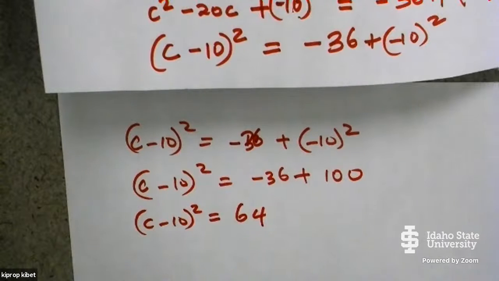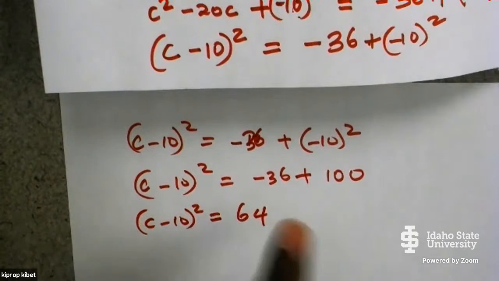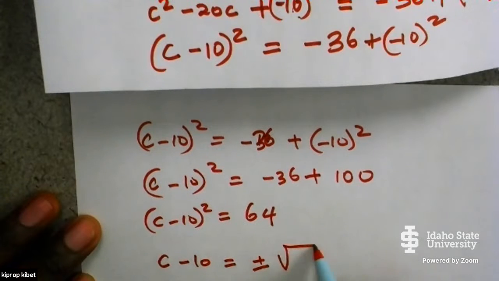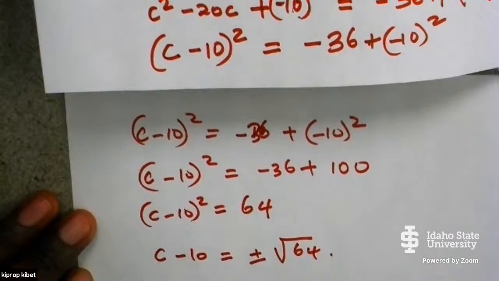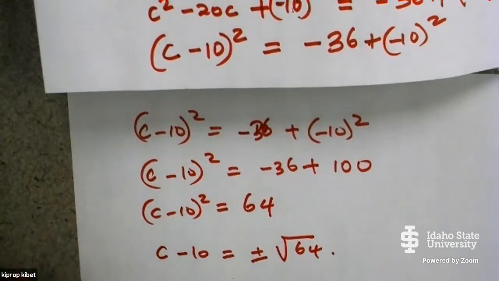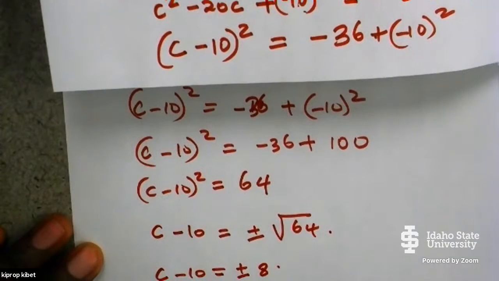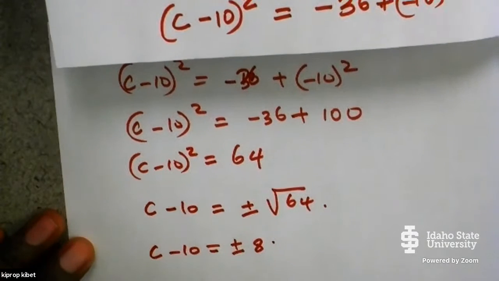Now, using the square root property. When you use the square root property here, you get the square root of this side and the square root of the other side. So c minus 10 equals plus or minus the square root of 64, so c minus 10 equals plus or minus 8. We take the 10 to the other side, so c equals 10 plus or minus 8.